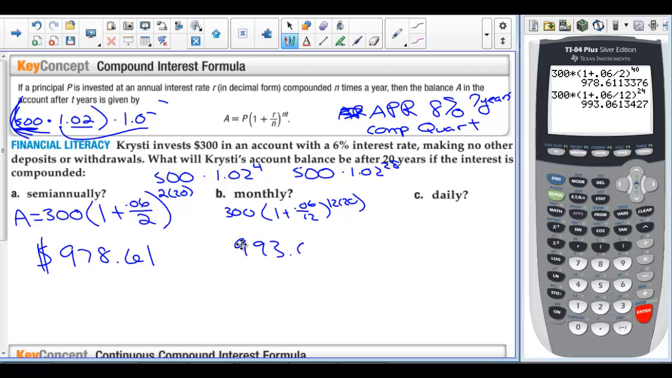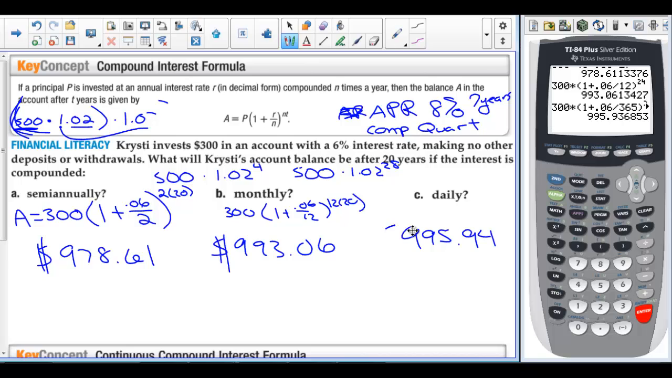$993.06. And then daily, we're going to go second entry, and I will let the calculator do a little work for me here. 365 times 20. And I'll go over here and change this. Delete, delete. Insert 365. $995.94.